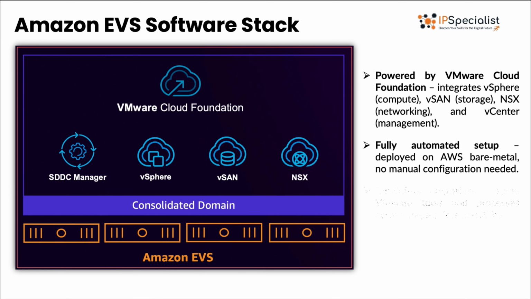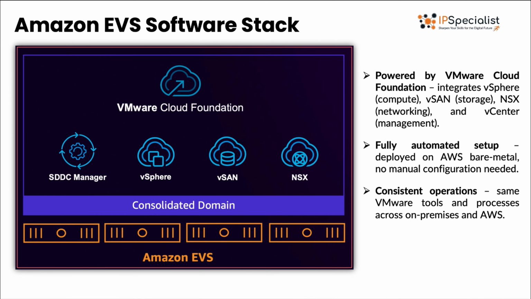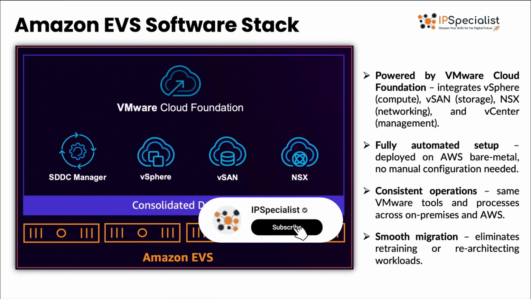The real benefit here is consistency. Whether your workloads are running on premises or in AWS with EVS, you manage them using the same VMware tools and processes. This makes your cloud transition smooth and eliminates the need to retrain teams or re architect workloads.